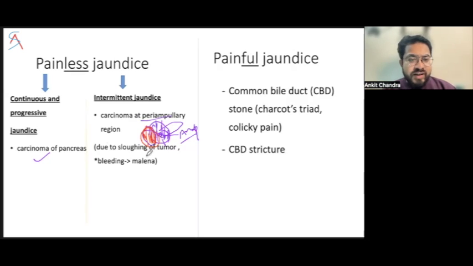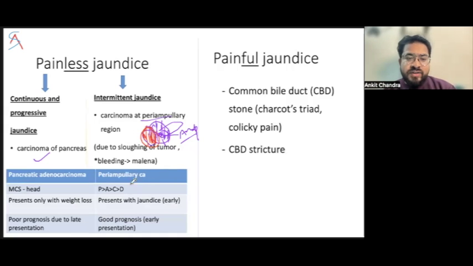And when we talk about periampullary carcinoma, you can remember the mnemonic PACD. The most common cause of periampullary carcinoma is cancer of the head of the pancreas. Then is your ampulla, then your distal cholangiocarcinoma, then your duodenal carcinoma. So this is what you have to remember. Most common is pancreas, then ampulla, then cholangiocarcinoma, then duodenal carcinoma.